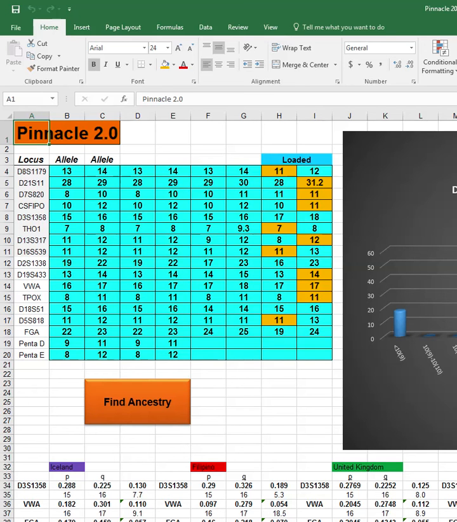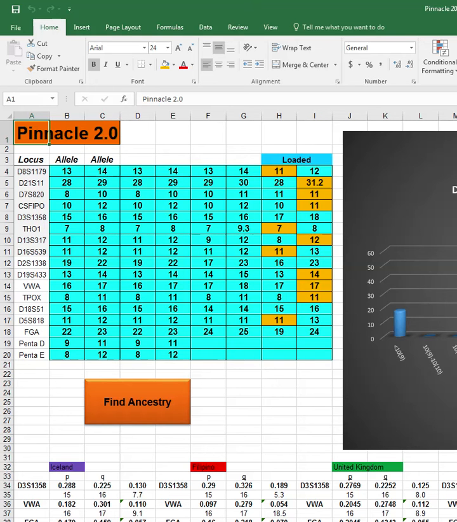Today we have loaded up an African American population into Pinnacle and would like to share the results with you again. One of the things you're going to notice with the African American populations that you may or may not have known is the presence of Native American DNA and substantial Native American ancestry.